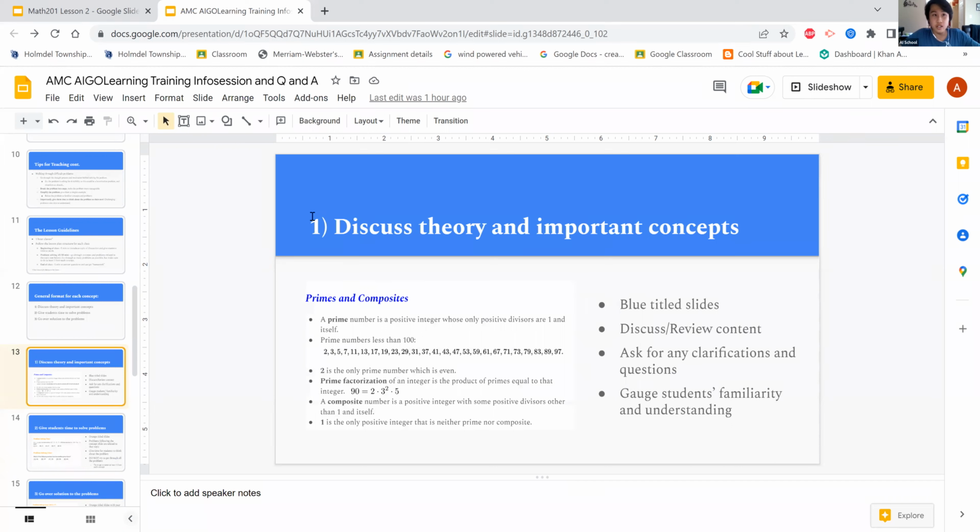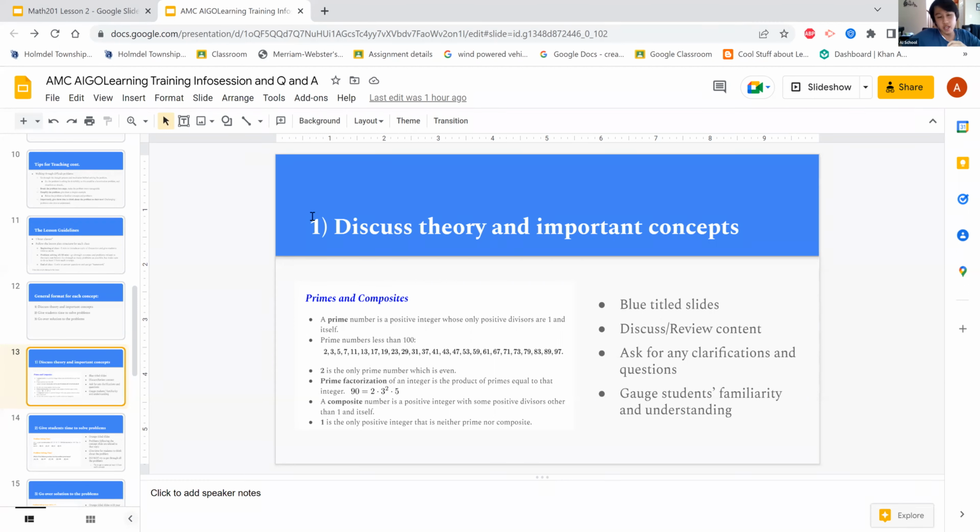All right, so first, discuss theory and important concepts. In the slideshows, these will be blue titled, and they're basically to discuss and review concepts. So a prime is a positive integer whose only positive divisors are 1 and itself. So you have a definition, and now you want to give some examples. What counts as a prime? Why is 2 a prime? 2 can only be divided by 1 and itself. And why is 11 a prime? You can give some examples to help better explain what it is.